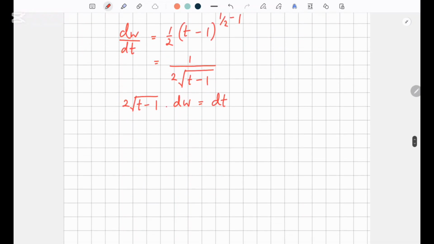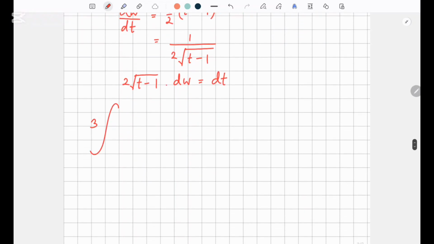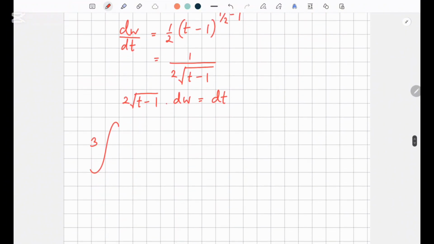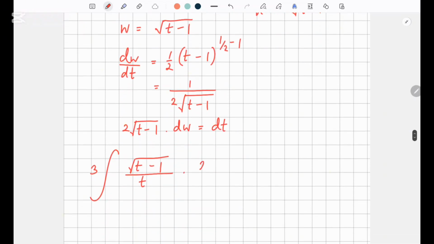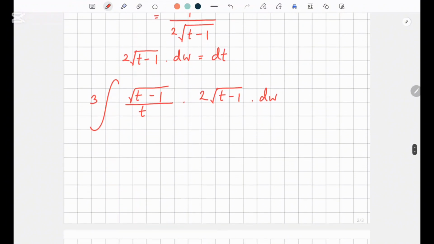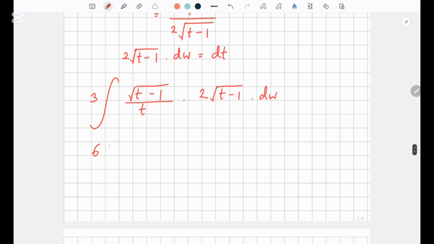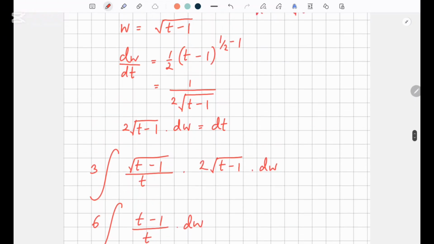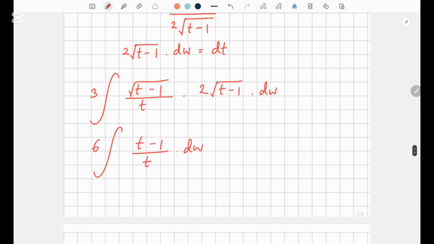So let's make this substitution. So we have 3 into the integration of root t minus 1 over t dot dt. So instead of dt, we write 2 root t minus 1 dot dw. So now you have 6 into the integration of t minus 1 over t dot dw. So we got the substitution of w equals root t minus 1.